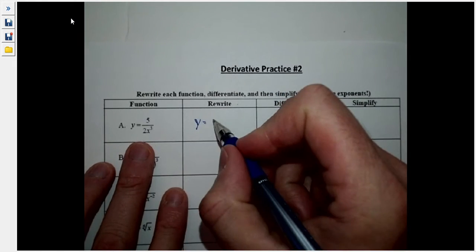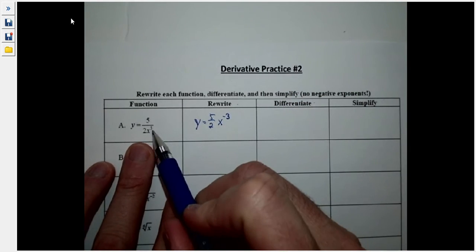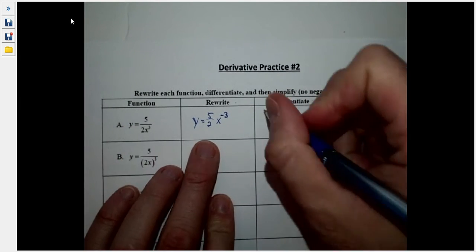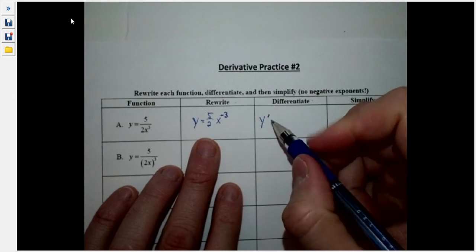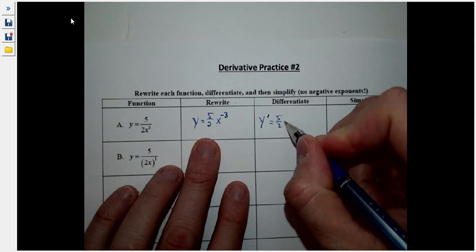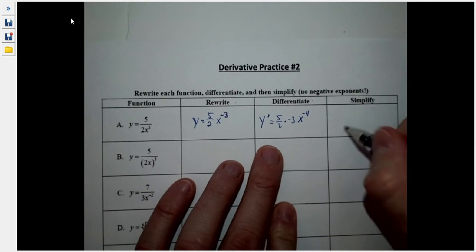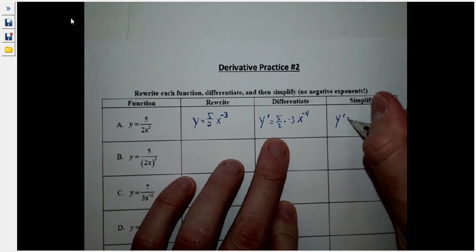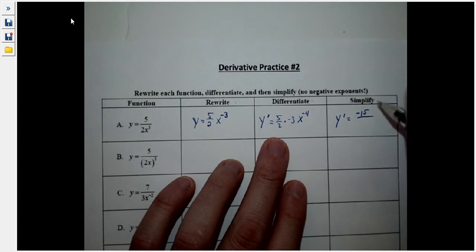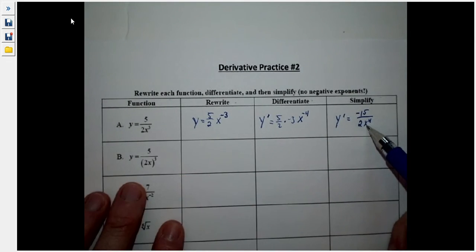Since I have this power down here, I'm going to use the negative power rule to move it up to the top. So I'm going to make the negative 3 power, and it's going to move just the x up. Then I'm going to differentiate using the power rule, and that's going to give me 5 over 2 times negative 3 x to the negative 4 power. And then we simplify this and we get y prime equals, now negative 3 times 5 is negative 15 over 2 x to the 4th. And again, the negative on the power moves the x back down with the 2.